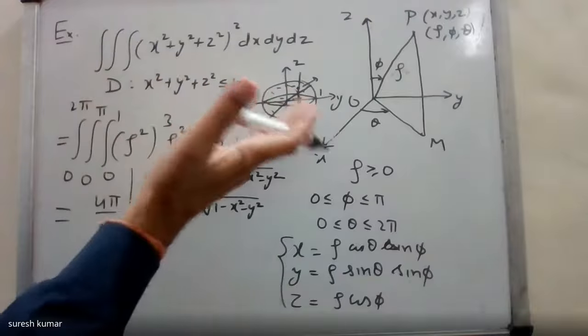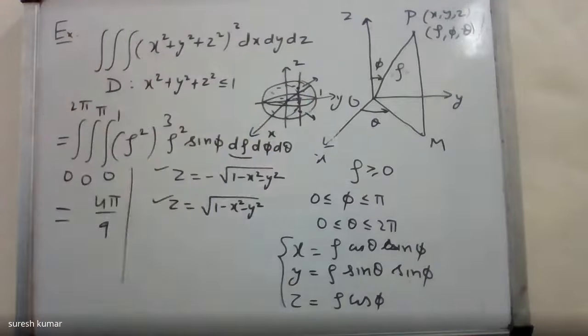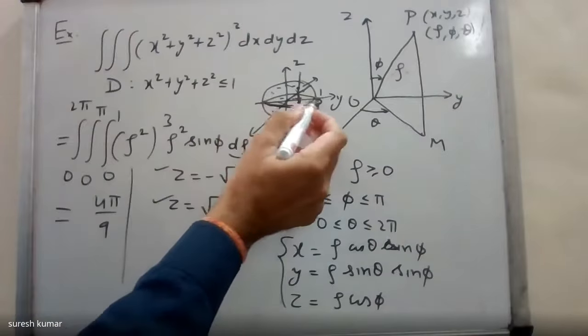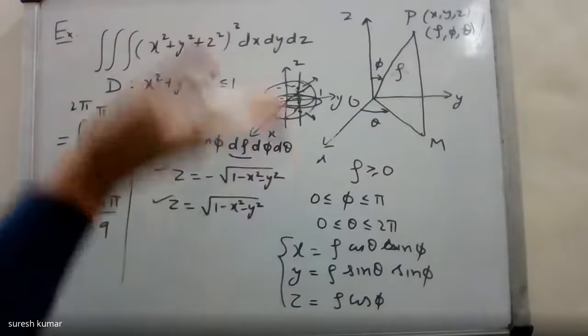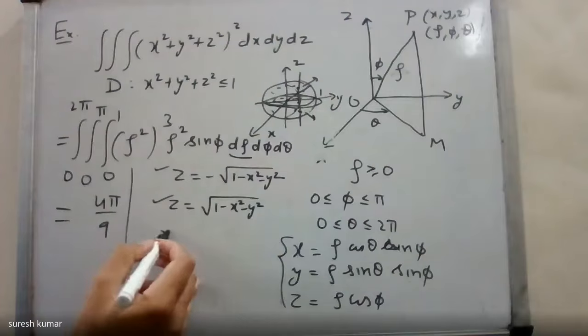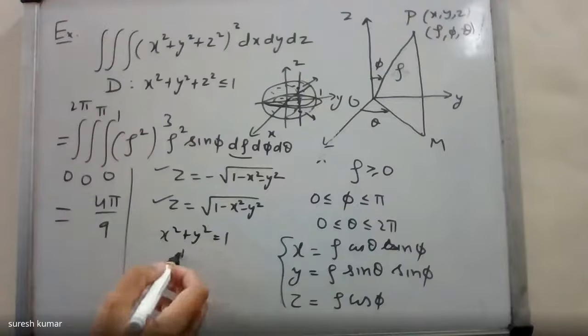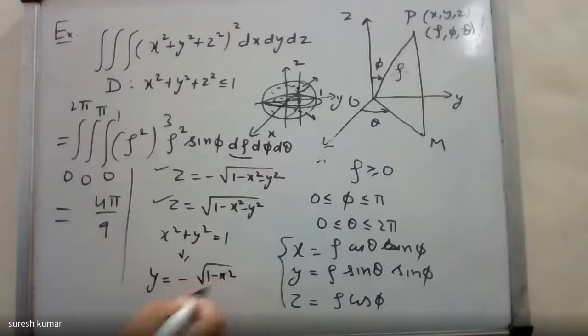Now if you project this 3D sphere, 3D region, into the xy plane, what do you get? A circle. From the lower side or upper side, both sides, the region is this circle. What is the equation of that circle? X squared plus y squared equal to 1. From this, you know the limits for xy. If you choose a line parallel to the y-axis, y limits are minus root 1 minus x square to plus root 1 minus x square, and finally x limits are minus 1 to 1.